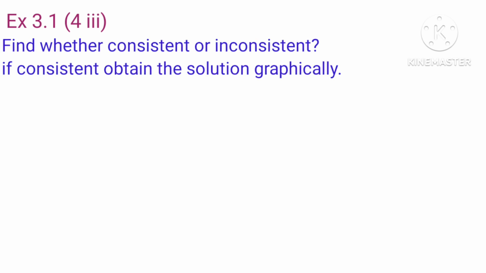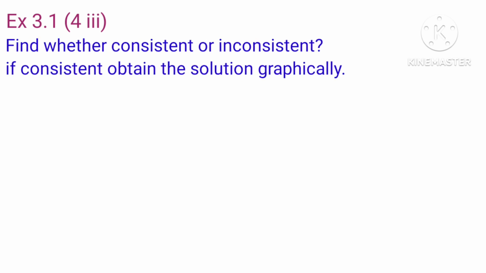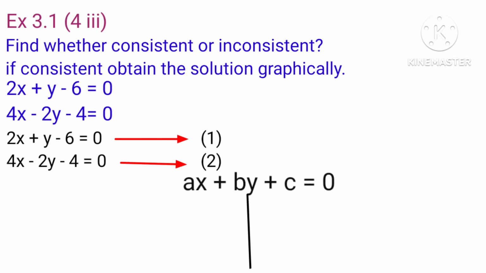Now we have another sum in this model, that is to find whether it is consistent or inconsistent, and if it is consistent, we have to obtain the solution in the graph. So we move on to our question. 2x plus y minus 6 is equal to 0 and 4x minus 2y minus 4 is equal to 0. So now we have to compare it with the formula ax plus by plus c is equal to 0.